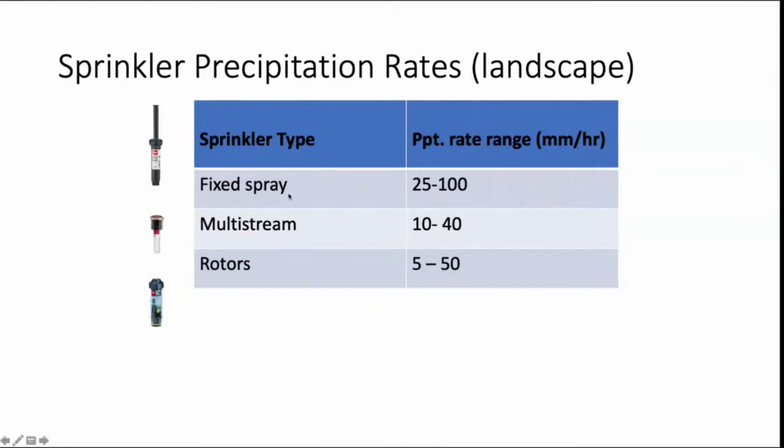So with a high precipitation rate, you may need to what we call cycle and soak, or split the application and run it for 10, 15 minutes, stop, wait 20 minutes, run it again, so that the infiltration rate is not exceeded with the soil.